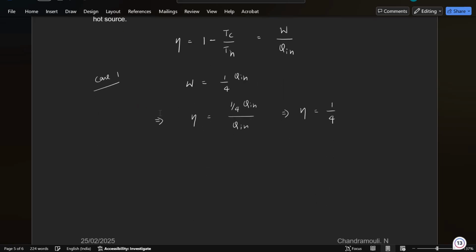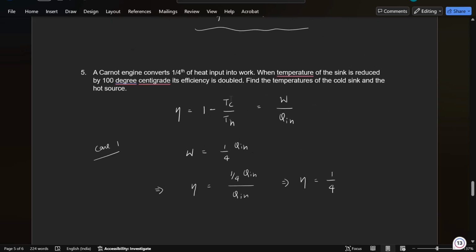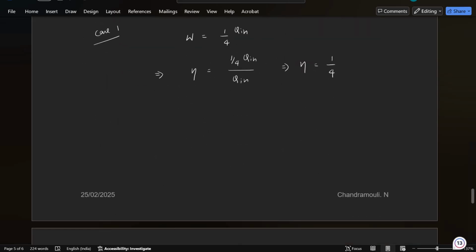So now, we do not know the cold and hot sources. We do not know what Tc and Th are. But we also know that eta is 1 minus Tc by Th, which is equal to 1 by 4. So Tc by Th is 1 minus 1 by 4, which is 3 by 4. Let's say this is equation 1. We have one equation. We need another equation to solve the problem, so we'll use case 2 for that.